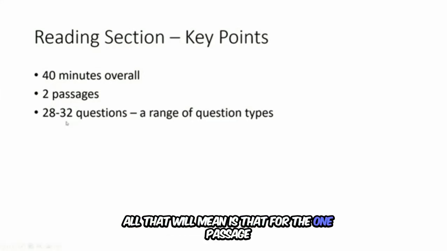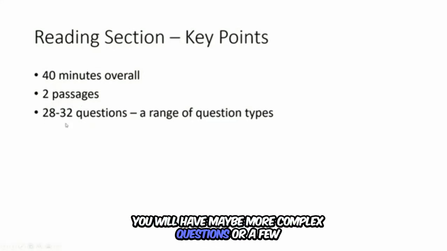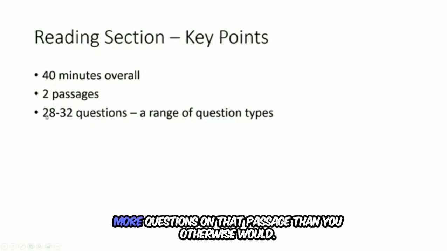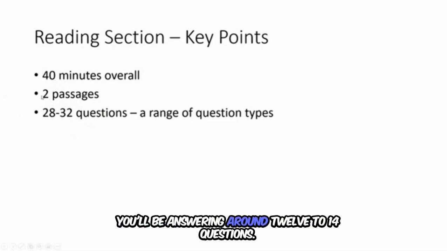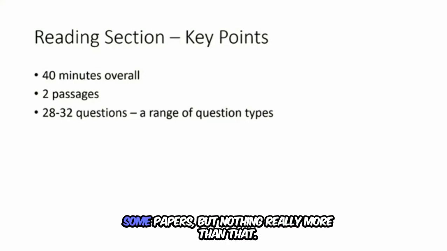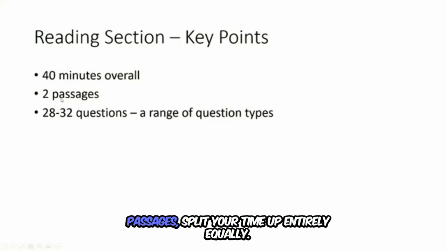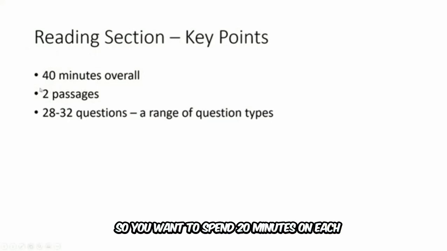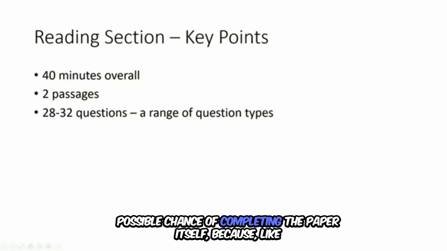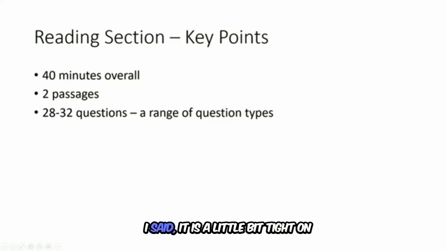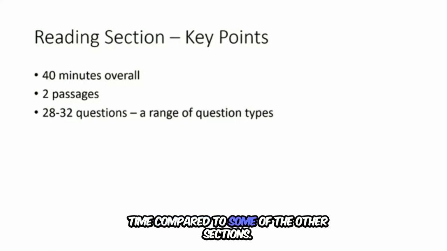All that will mean is that for the 1 passage you will have maybe more complex questions, or a few more questions on that passage than you otherwise would, but most of the time for each passage you'll be answering around 12 to 14 questions. I have seen it go maybe 15 for some papers, but nothing really more than that. If there are 2 passages, you want to split your time up entirely equally. So you want to spend 20 minutes on each, just to ensure that you're giving yourself the best possible chance of completing the paper itself, because like I said, it is a little bit tight on time compared to some of the other sections.